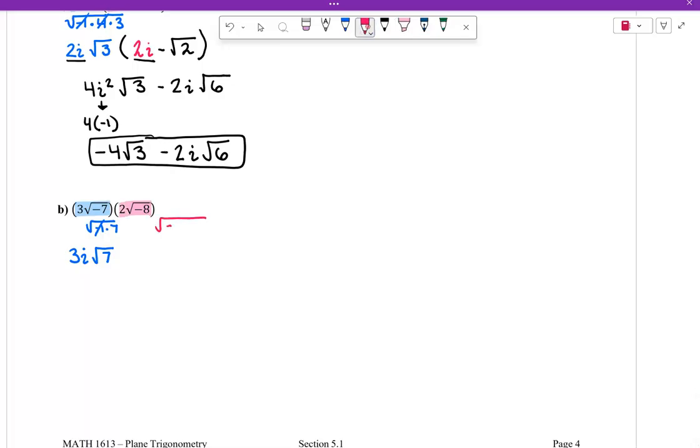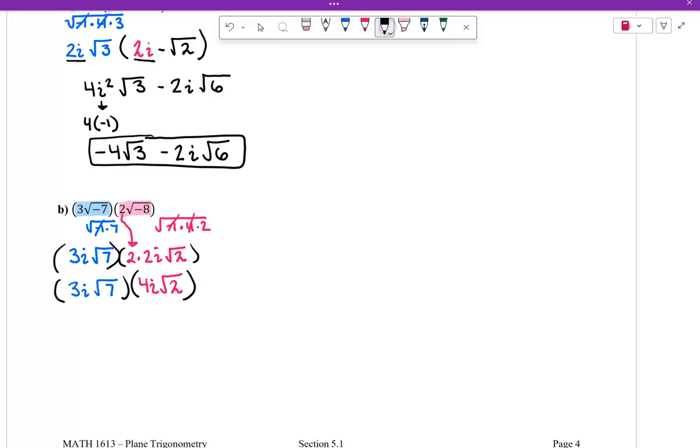We have the square root of a -1. The 8, we can divide that by 4, so 4 times 2. Square root of 4 is 2, square root of a -1 is i, and then our square root of 2 is left behind. But we did have a 2 up here, so we need to do 2 times 2, which is 4i. And then I'm going to rewrite that one so they're on the same line.